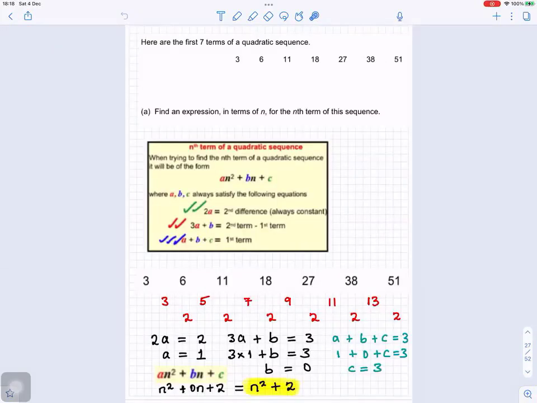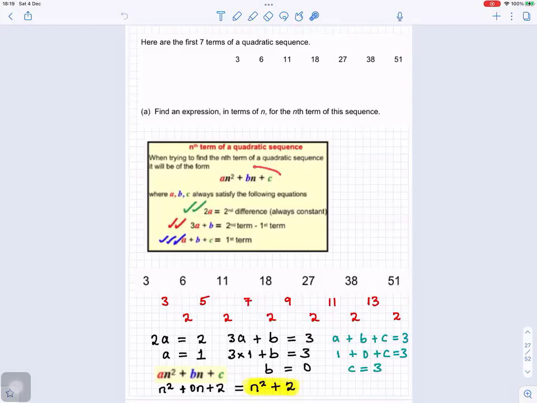Here are the first 7 terms of a quadratic sequence: 3, 6, 11, 18, 27, 38, 51. Find an expression in terms of n for the nth term of the sequence. Now, I'm using this formula in this yellow box, the nth term of a quadratic sequence.